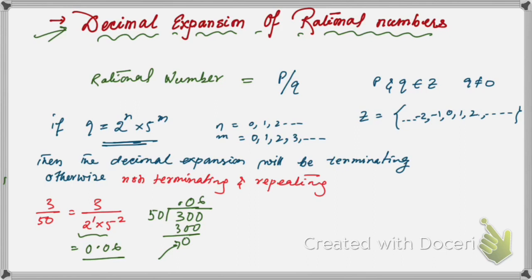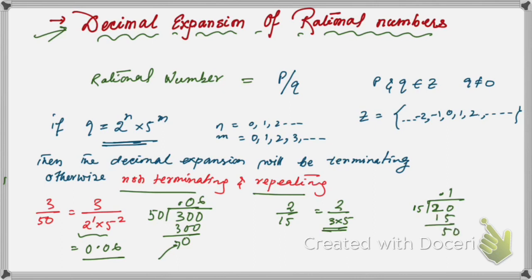Suppose, let me take another example. Suppose you have 2 by 15. Here you see 15 can be written as 3 into 5. Here we have 3 and 5, right? 3 and 5. So this is going to be non-terminating, repeating. Let me show you how. So if you divide 2 by 15, then it's going to be 0. If you give decimal here, 15 ones are 15, then 5 comes down 0.